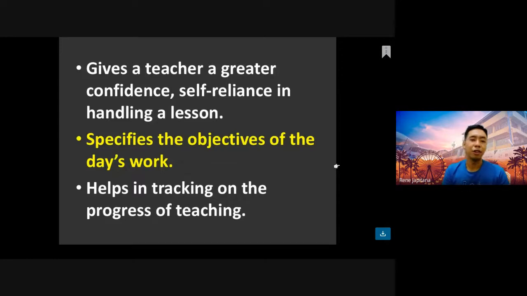Second one, it specifies the objectives of the day's work. So, what is our main objective for this lesson on today's topic? It also helps you to track the progress of teaching. As I said, there is no need for you to memorize the sequence of the lesson plan.